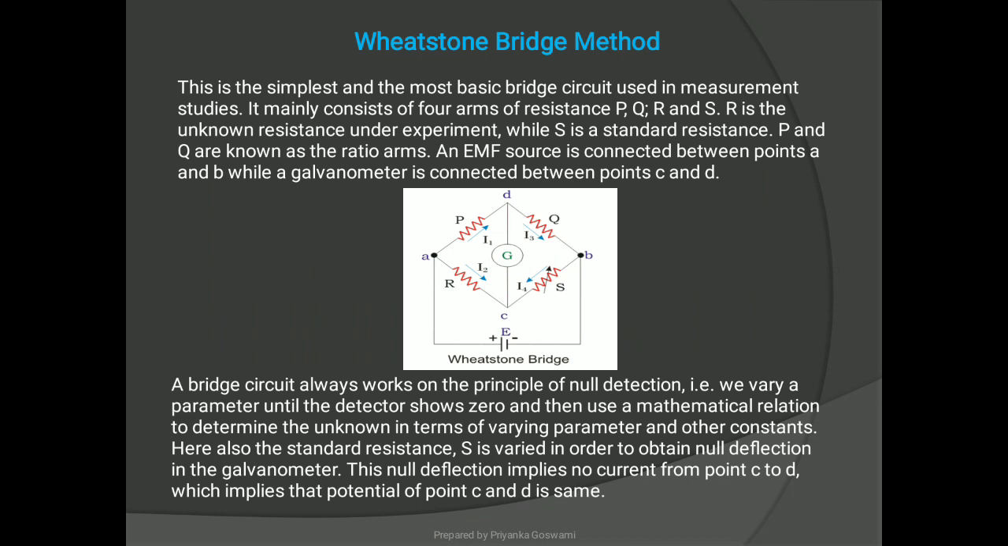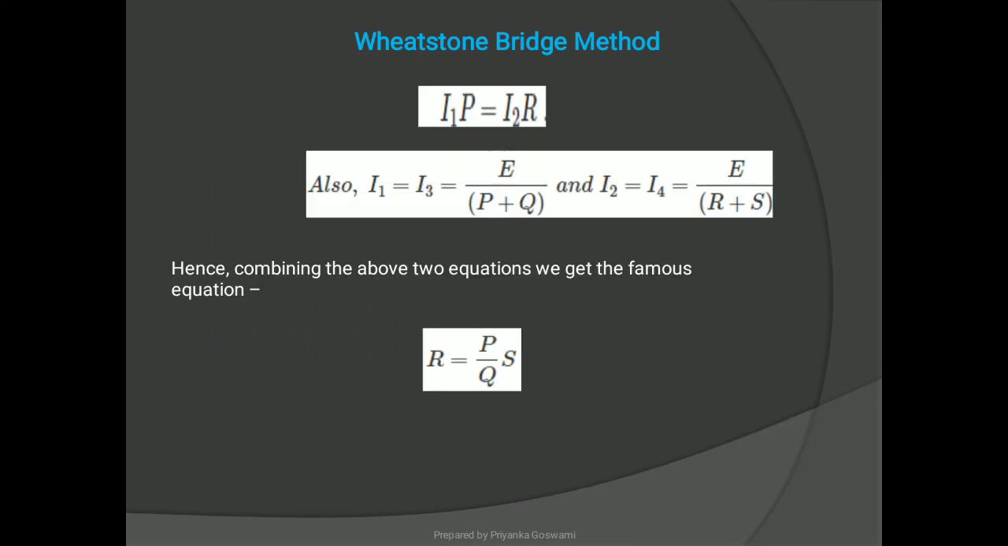When the potential difference between the points C and D is equal, then we can write I1P equals I2R. When the current through the galvanometer is 0, then we can say I1 equals I3 equals E by P plus Q. Similarly, we can write I2 equals I4 equals E by R plus S. Hence, combining the above two equations, we get R equals P by Q into S. Here, R is the unknown resistance.